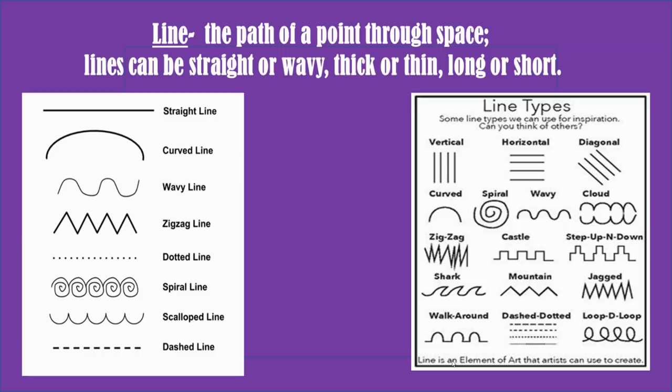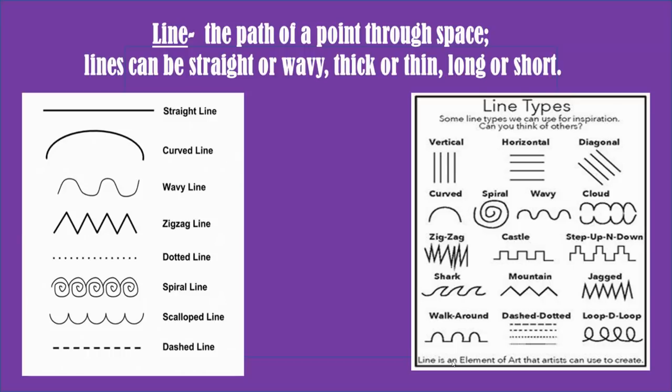Our first vocabulary word today is line, and line is an art element. It means the path of a point through space. Lines can be straight or wavy, thick or thin, long or short. These two images contain a lot of different lines, and we're going to review these together so that you can consider the lines that you'd like to use in your artwork today.